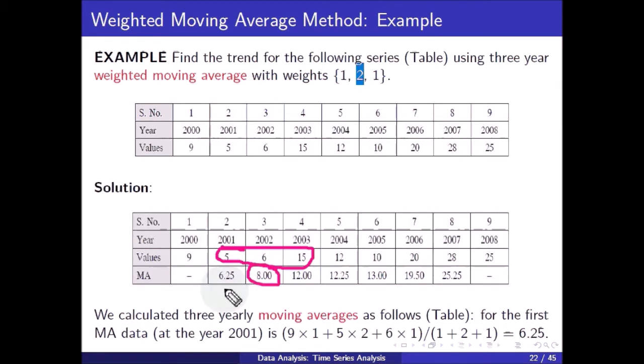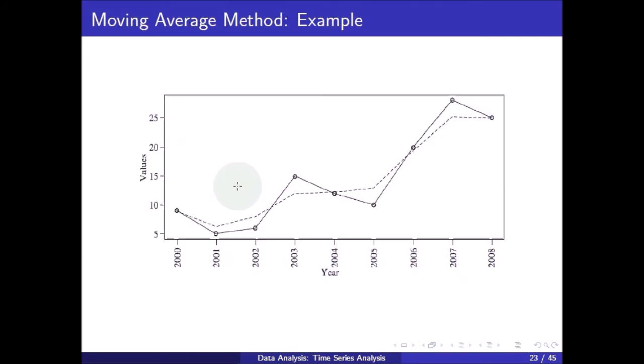And then we have to plot this data. This is the trend. So these are the original data, and this is the moving average data, and this is nothing but the trend.